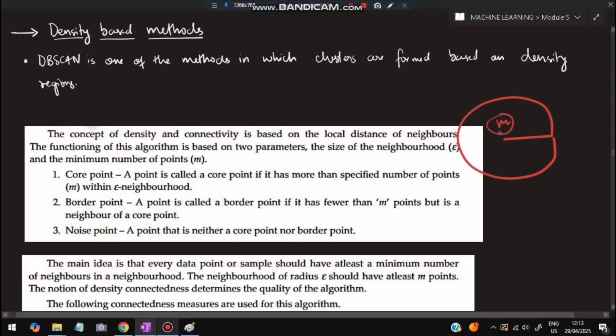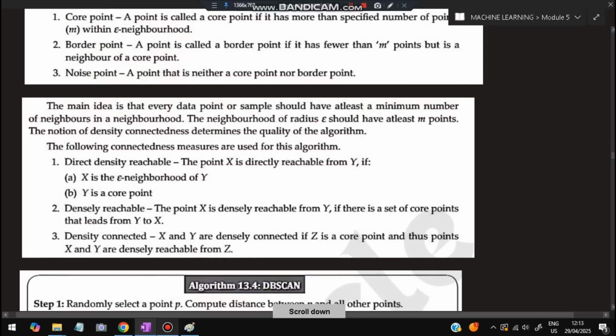If it is lesser than m, it is a noise point. If it is equal to m, it is a border point. If it is more than m, it is a core point, which means it is more closely related. Now the main idea is that every sample should have at least a minimum number of neighbors. The m value should be maintained.